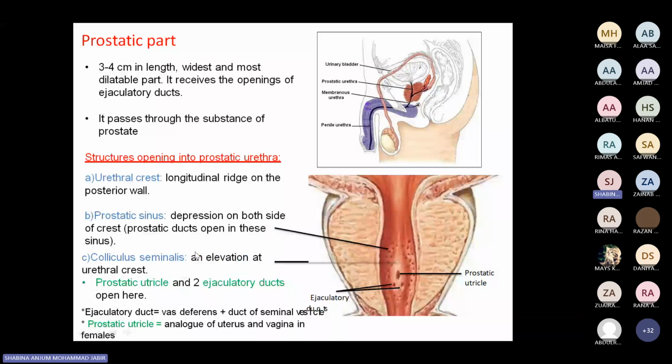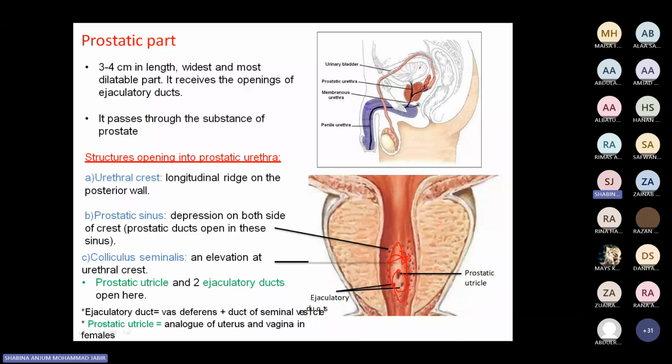We don't have a specific model showing this detail, but here I will show you. From here, this is the urethral crest. On each side, you will see multiple openings of the prostatic ducts. This is called the prostatic sinus. And here, this area is called the colliculus seminalis, which has a prostatic utricle and two ducts. So you should know what is prostatic utricle and what is ejaculatory duct.